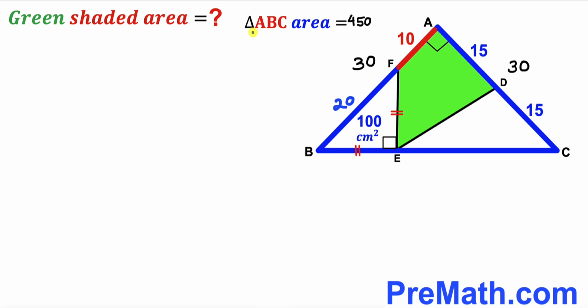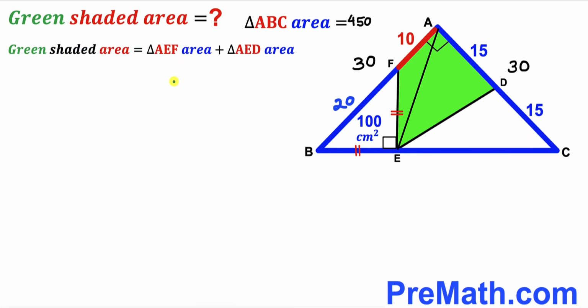So thus, this big triangle ABC area turns out to be 450. And now we are going to draw some auxiliary lines to make our job simple. So we are going to connect these two points, A and E, as you can see in this next step. And now let's make an observation.